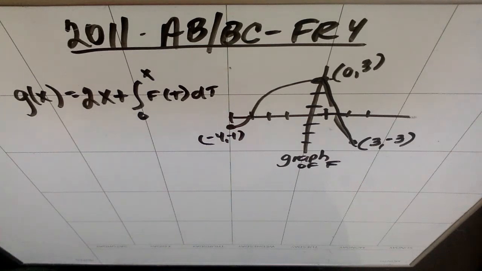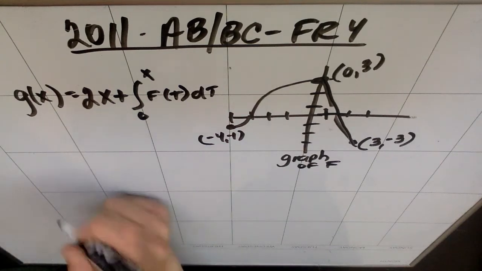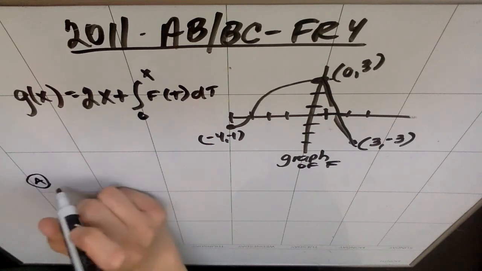Let g of x equal 2x plus the integral from 0 to x of f of t dt. Part A, find g of -3. Find g prime of x and evaluate g prime of -3. Okay, so let's do all of those things one at a time, right? So first thing we're asked to do is find g of -3.